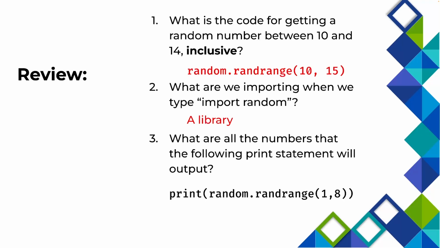Third, what are all the numbers that the following print statement will output? And as you can see, we have a print statement of random.randrange from 1 to 8. And we want to find all the possible numbers. The possible numbers are 1, 2, 3, 4, 5, 6, and 7. Notice again how the number 8 is not included.